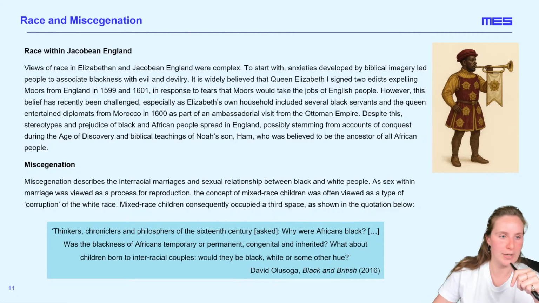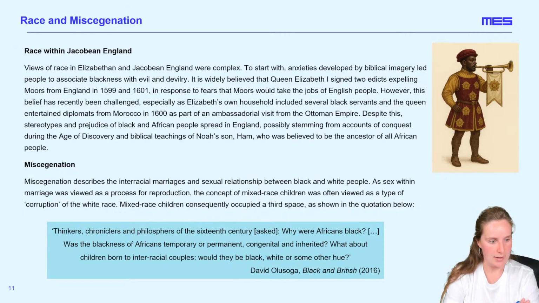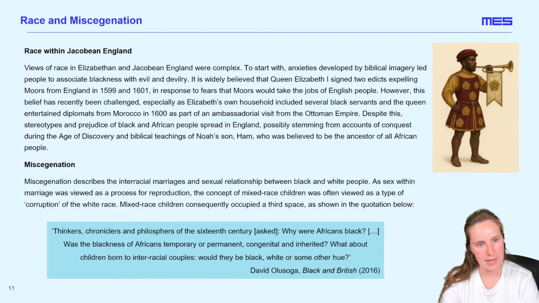Now let's think about race. So race within Jacobean England, and feel free to put in the chat if you have any thoughts to talk about, but if not, we'll move on. So race in Jacobean England was complex. To start with, anxieties developed by biblical imagery led people to associate blackness with evil and devilry.